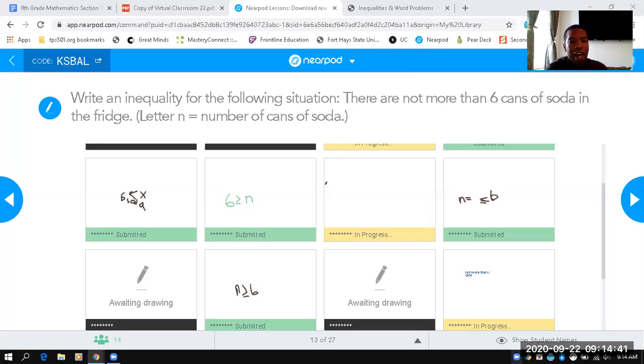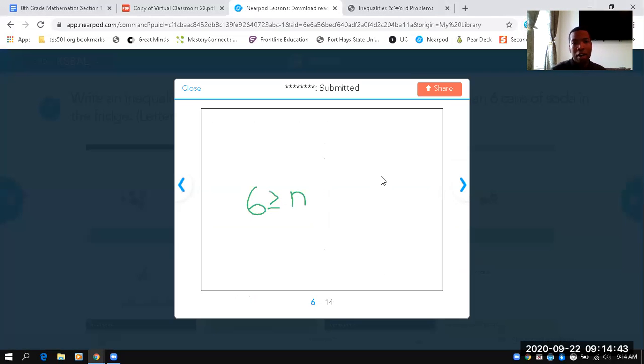All right, let's look at some of the answers that we're getting on here. So this one, it says there are not more than 6 cans in the fridge. So we could have 6 cans in the fridge because it said they're not more than 6. So N has to be less than or equal to 6. All right, we cannot have more than 6, but we could have 6. So that's why N is less than or equal to 6.